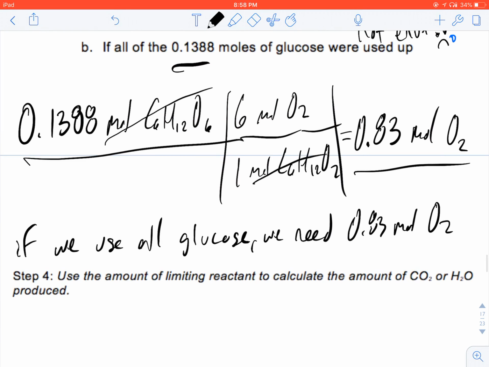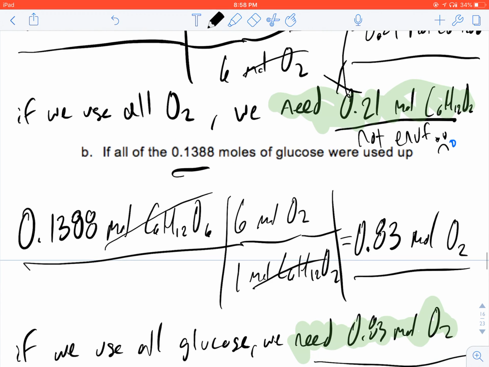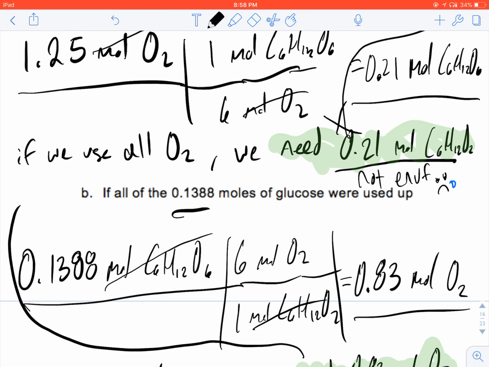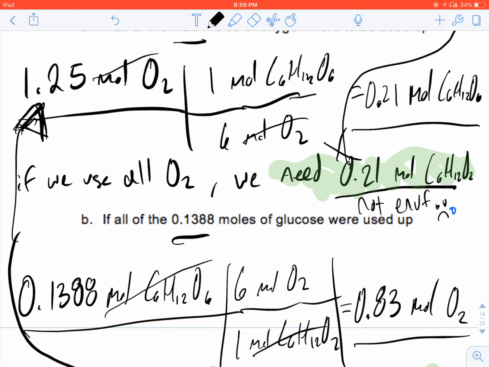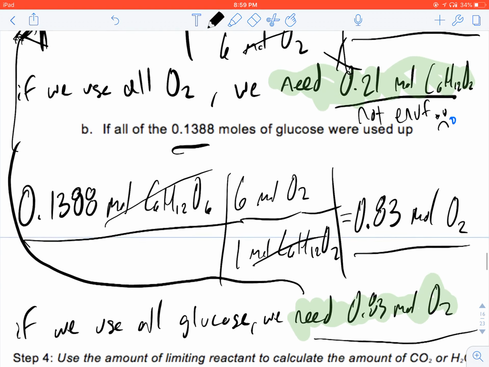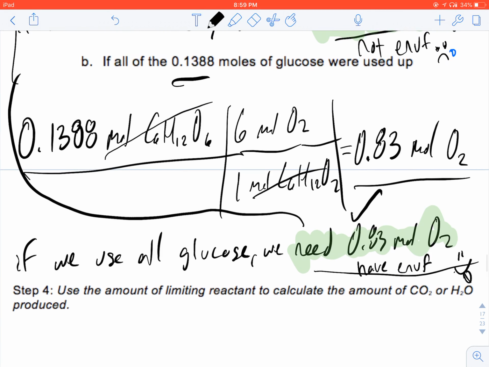Looking at our second statement, we need 0.83 moles of O2. How many do we have? Well, it's over here. We have 1.25 moles of O2. Is that enough? Yes, indeed, we have enough. And now we're happy boys and girls, of course.